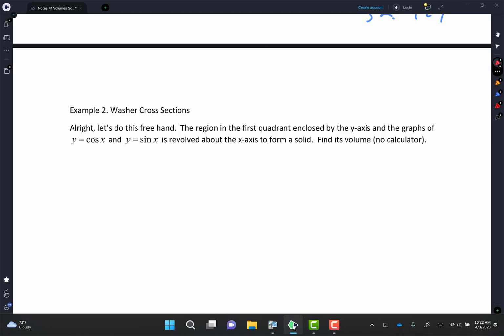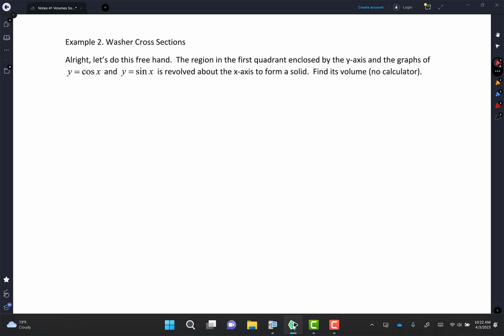Okay. All right, here we go, guys. Question 2, ready? Does anyone know what a washer is? I'm not talking about a washing machine. Yeah. So it says, let's see what's up with this. The region in the first quadrant enclosed by the y-axis and the graph of y equals cosine x and y equals sine x is revolved about the x-axis to form a solid.